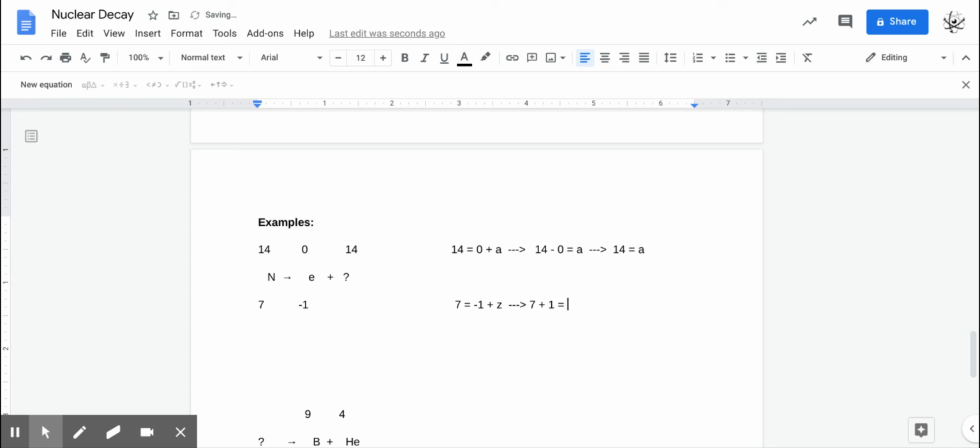So 7 plus 1 is going to be my missing atomic number. When I simplify that, I find that 8 is my missing atomic number. So 8 is the atomic number of my daughter atom. Then to find my symbol, I just need to go to my periodic table and find element number 8, and I find out that it is oxygen with the symbol capital O. So that is my last step in completing this problem. So my daughter is oxygen 14.